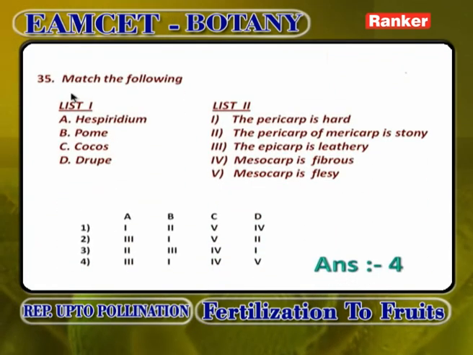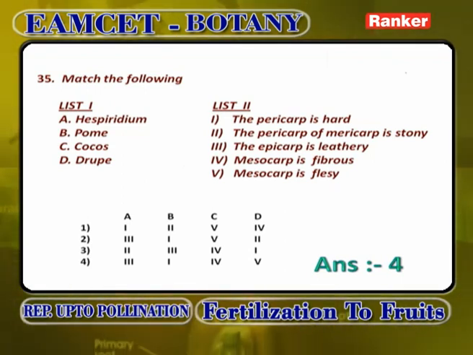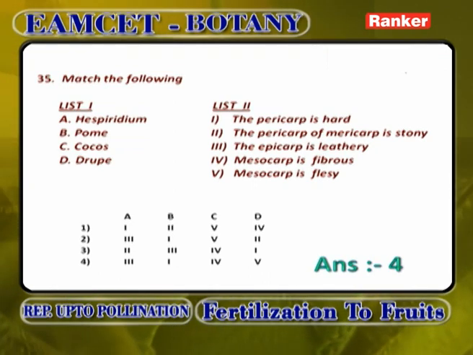Next, again a matching question. Hesperidium, pome, cocos, drupe. Answer is 4. Hesperidium, 3: the epicarp is leathery. Pome, 1: the pericarp is very, very hard. Cocos, C: mesocarp is fibrous, 4, and the pericarp is hard. Drupe, 4: mesocarp is either fleshy or juicy. Answer is 3, 1, 4, 5.